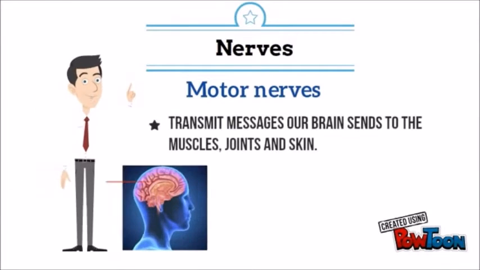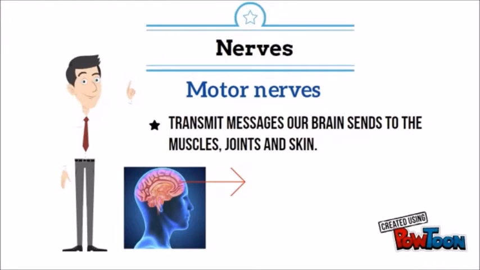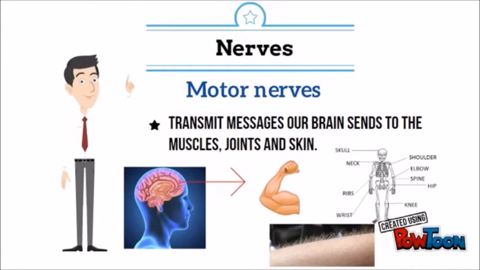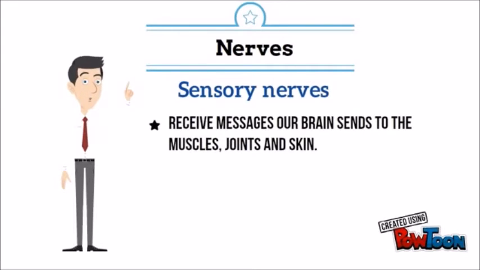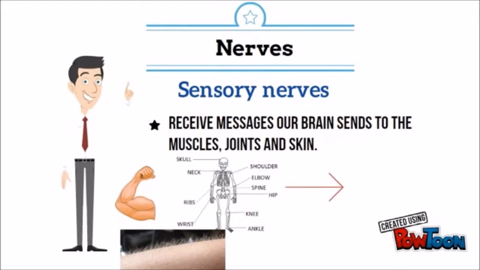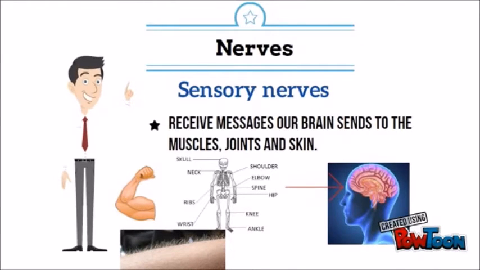Motor nerves transmit messages our brain sends to the muscles, joints, and skin. Sensory nerves receive messages from the muscles, joints, and skin and send them to the brain.